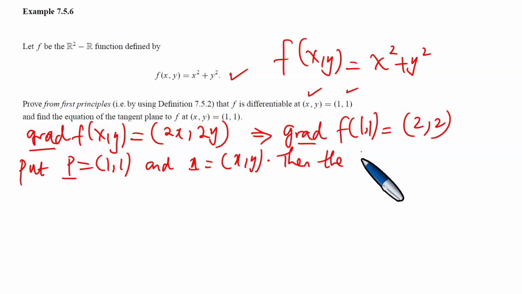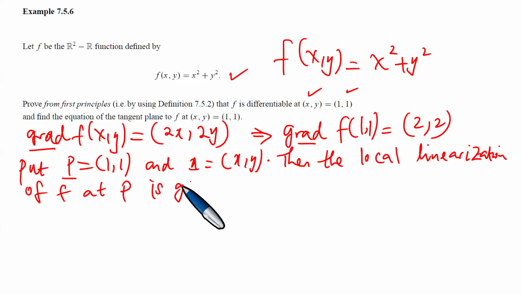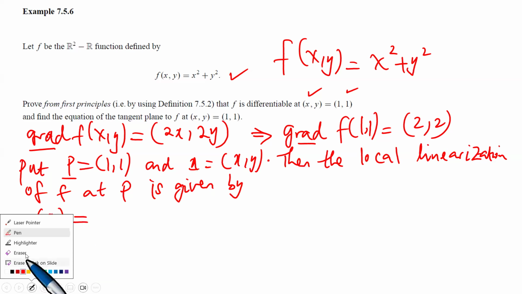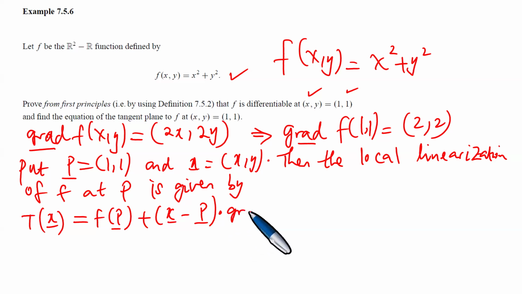Then there's something called the local linearization. The local linearization of F at P is given by T of x. I need to write clearly here to avoid ambiguity. So it is T of vector x, which is f of p plus x minus p, dot the gradient of f at p, like this.